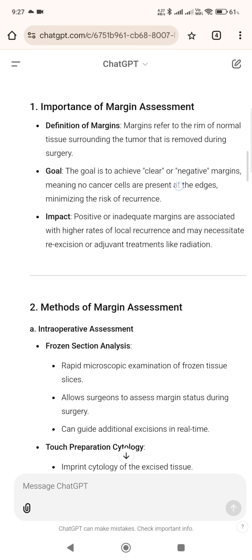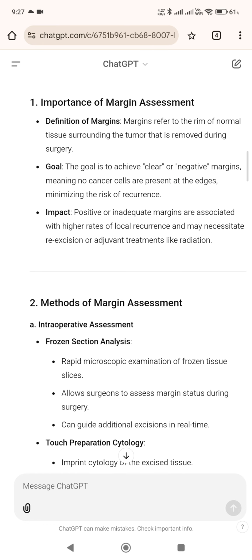1. Importance of margin assessment. Definition of margins. Margins refer to the rim of normal tissue surrounding the tumor that is removed during surgery. Goal. The goal is to achieve clear or negative margins, meaning no cancer cells are present at the edges, minimizing the risk of recurrence. Impact. Positive or inadequate margins are associated with higher rates of local recurrence and may necessitate re-excision or adjuvant treatments like radiation.